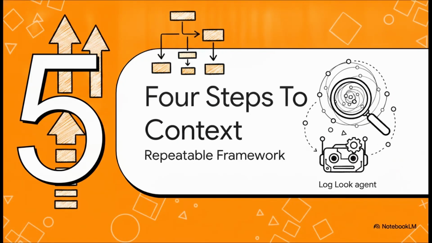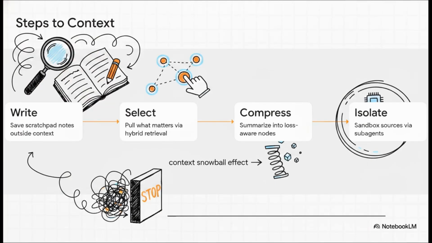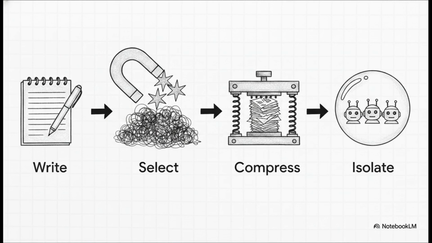And finally, Section 5, 4 Steps to Context, a repeatable framework. To build a system as reliable as that LogLook agent, you need a process. These 4 chronological steps, write, select, compress, and isolate, are your primary defense against the context snowball effect. The absolute best developers run their applications through this invisible pipeline before every single request. It guarantees the working memory stays impeccably clean. Here is exactly how we apply that pipeline to our LogLook application.